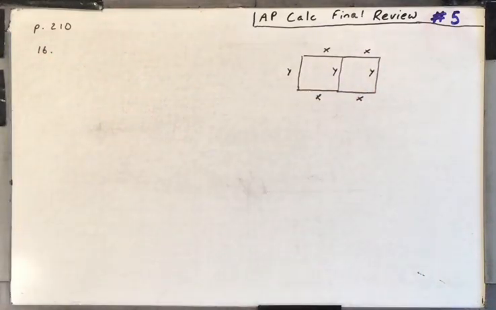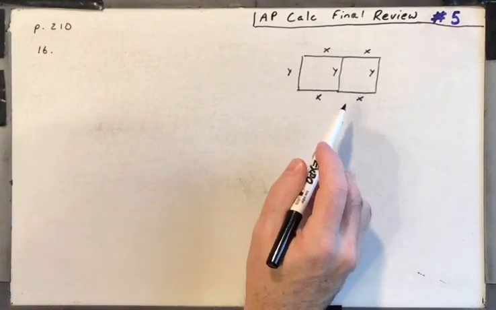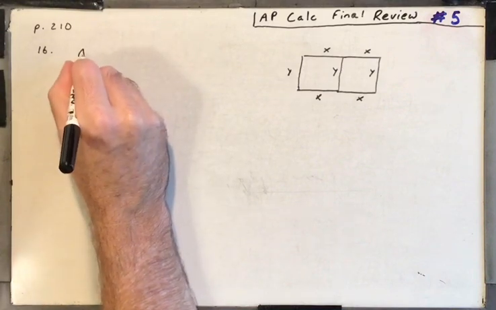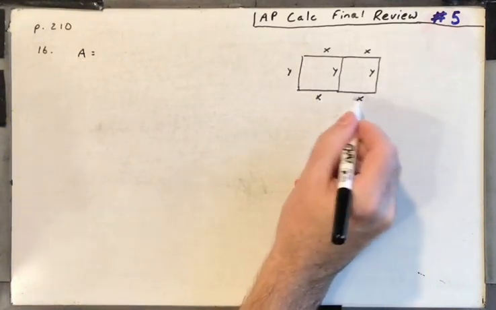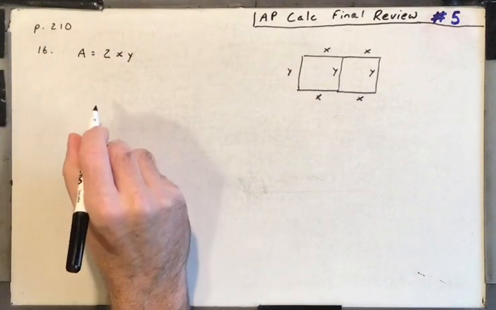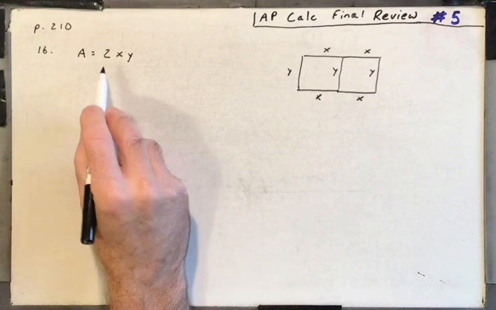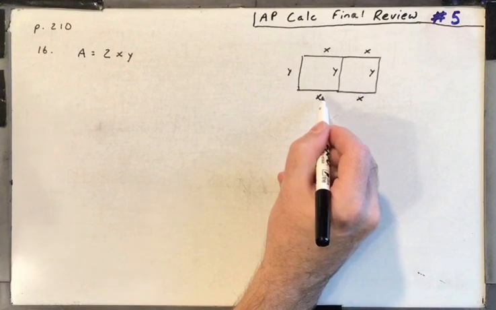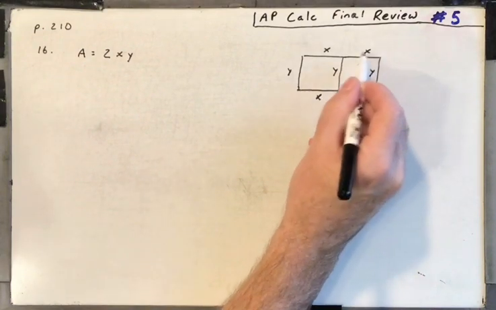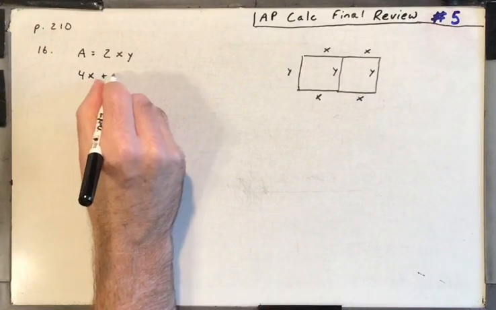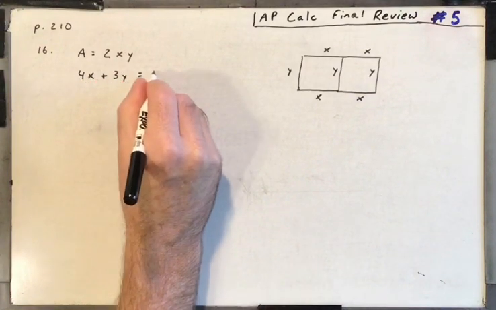So what you want to do is get an equation for area. You have to have that because that's what you're trying to maximize. So area is going to be 2x times y. But we also need an equation that adds up to 200 because we have 200 feet of fencing. So that's going to be 4x, 1, 2, 3, 4, plus 3y is equal to 200.